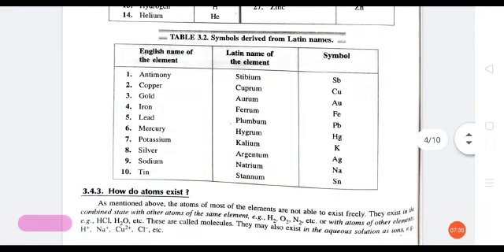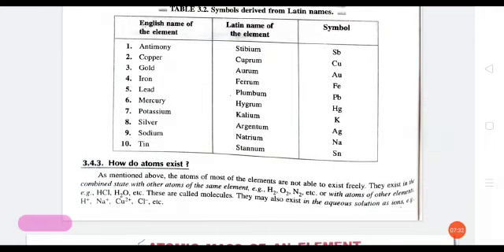So, next is how do atoms exist? So, we already know atoms exist in free state or combined state, and one more state, that is they may also exist in the aqueous solution as ions, meaning they consist of charges. Later we will discuss ions in detail. Okay.